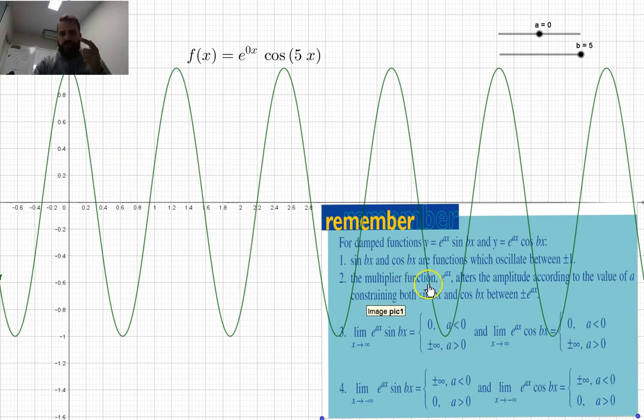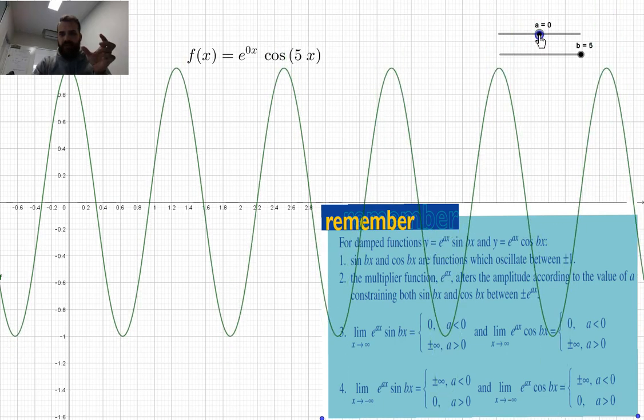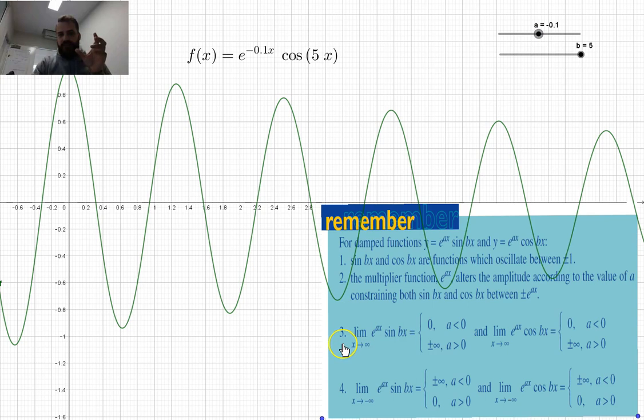The multiplier function, e^(ax), alters the amplitude according to the value of a, constraining both sine bx and cos bx between plus or minus e^(ax). And you've seen that as well. Changing my multiplier function changes the way this function is going to look.